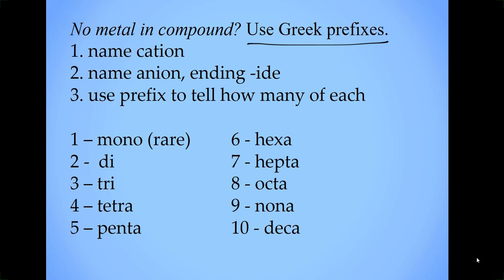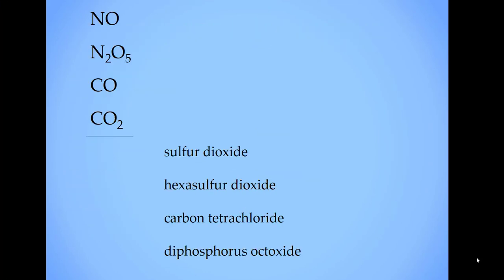And so here are your prefixes. If you only have one of the element, you can put the name mono, but that's rarely used. Usually you just put the name, and that just counts as one. If you have 2 of them, you say di, 3 tri, 4 tetra, 5 penta, 6 hexa, 7 hepta, 8 octa, 9 is nona, and 10 is deca. So you're first going to just make sure there's no metals, because if there's metals, you have to use that other naming system that we already talked about.